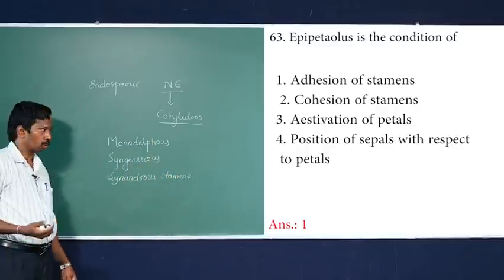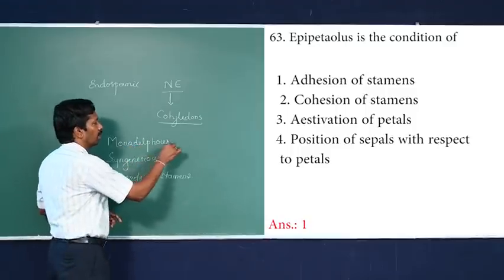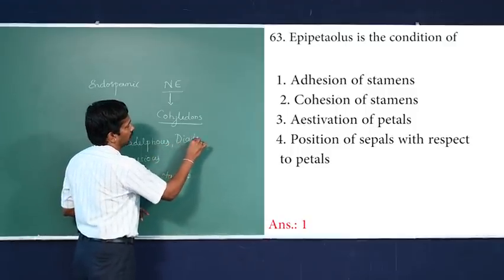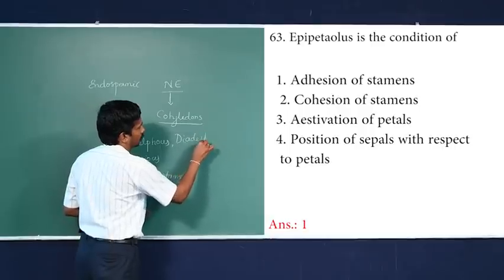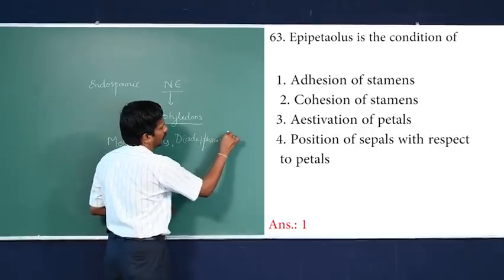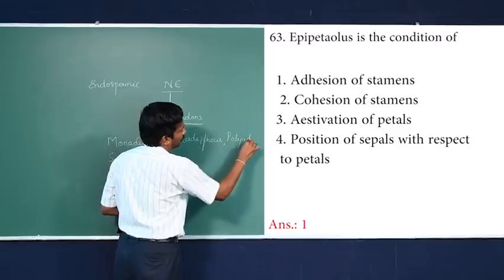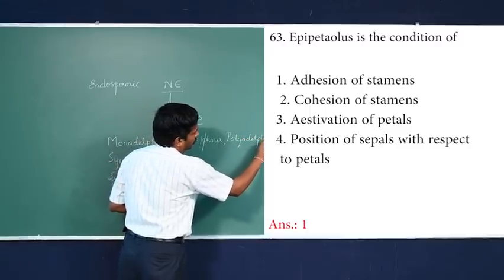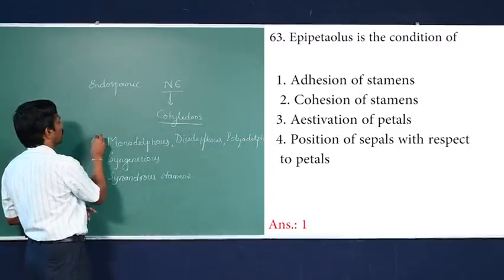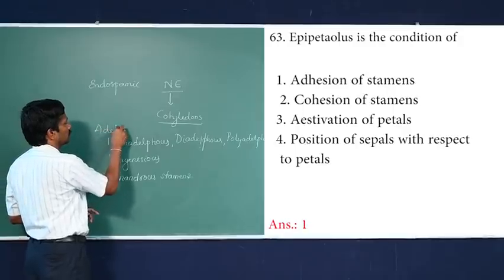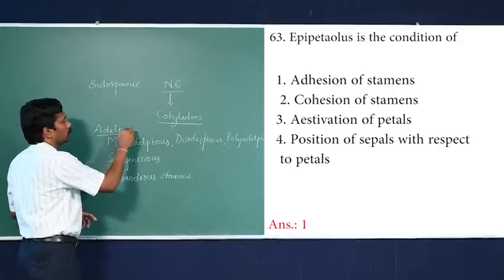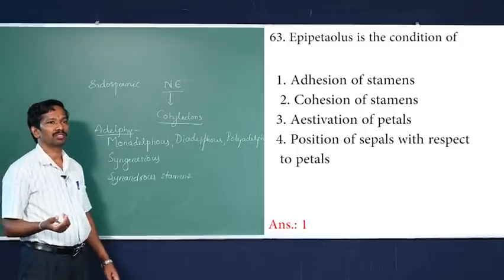Stamens respectively. So monadelphous, a single bundle, including even diadelphous stamens, can be represented, diadelphous and polyadelphous stamen, polyadelphy, so represented by adelphi. So the answer should be 1 for question number 63.